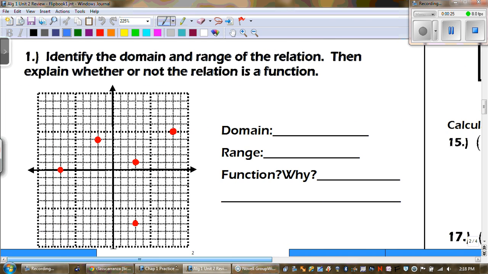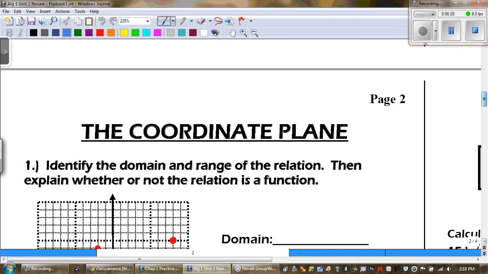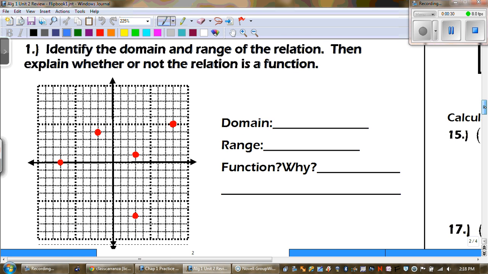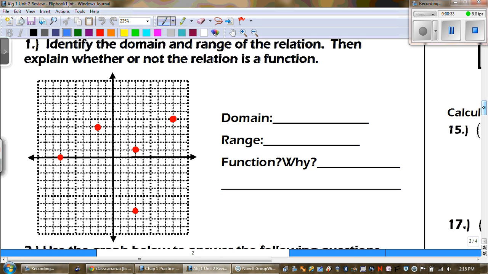So the first one that we had to do is page number 2. It says identify the domain and range of the relation, then explain whether or not the relation is a function. So you guys had to plot these points from just Ms. Carranza had the information up on the board. So this should have been your point, -7, 0. Then we have -2, 4. We have 3, -7, 3, 1, and let's see, that was 8, 5.